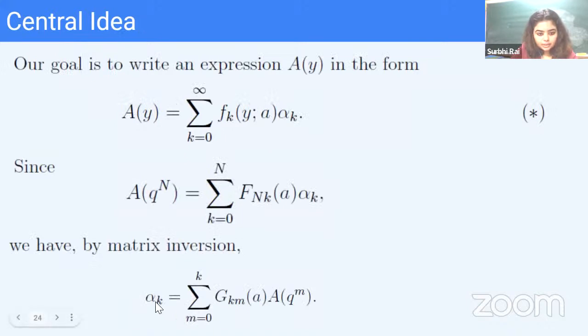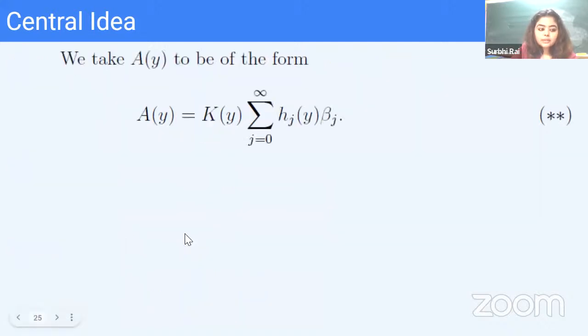Okay, so now by substituting this value of alpha k back into this expression, we can obtain an expression for a q raised to n. Now the hope is that, okay, we want to express this a_y in terms of k_y and beta j. So the hope is that this expression implies, by analytic continuation, an expression of the form we just saw earlier.